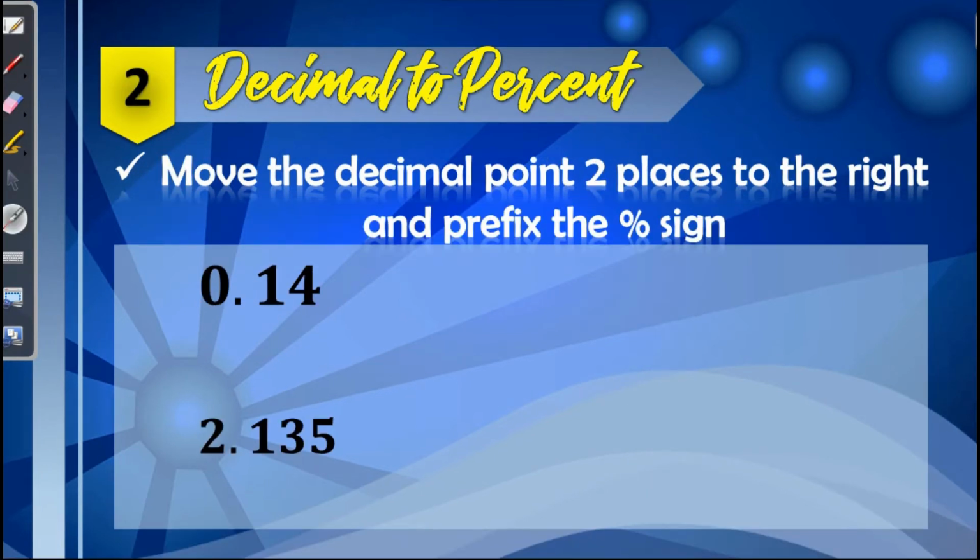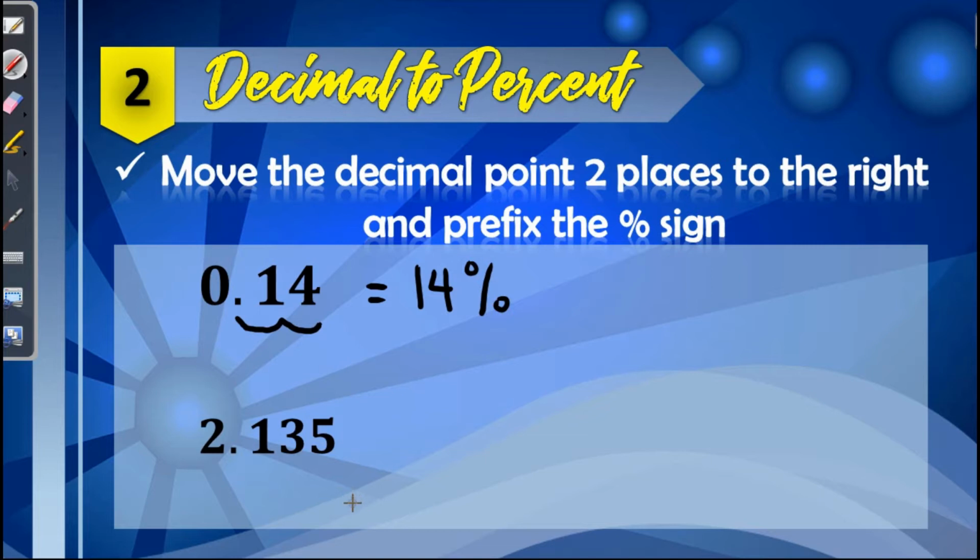Let's have the second conversion rule. Here we have converting decimal to percent. To do this, we have to move the decimal point 2 places to the right and prefix the percent sign. First example, we have 14 hundredths. So what we have to do is just move the decimal point 2 places to the right. 1, 2. So 14 hundredths in decimal is equivalent to 14%.